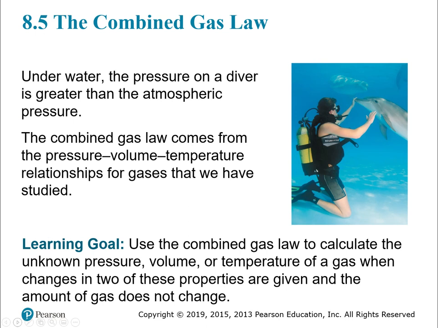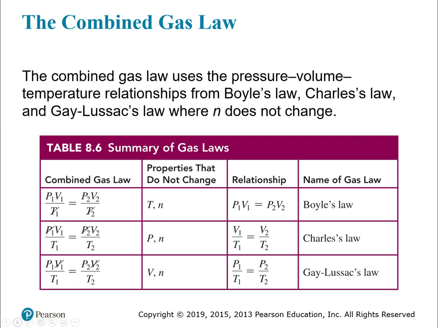Now there's one more gas law, which isn't really a new gas law. It's just combining all of the three gas laws into one. Hence, it's called the combined gas law. Very original name, I know. The combined gas law uses all of the relationships between pressure, volume, and temperature from Boyle's law, Charles's law, and Gay-Lussac's law. The only thing that's constant here is the amount of gas, or n. We can use this gas law when we have pressure, volume, and temperature for a gas.